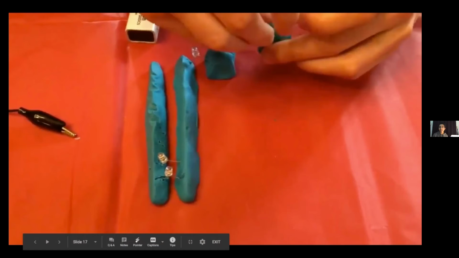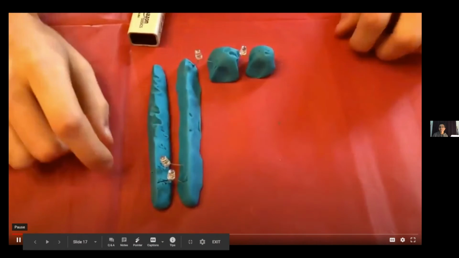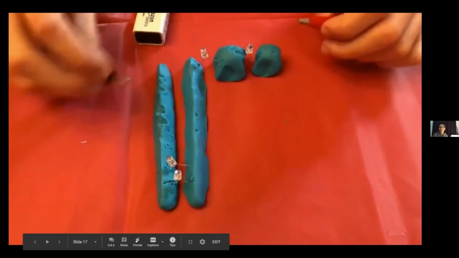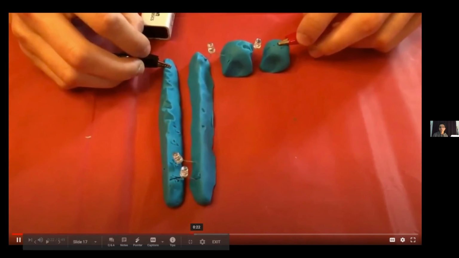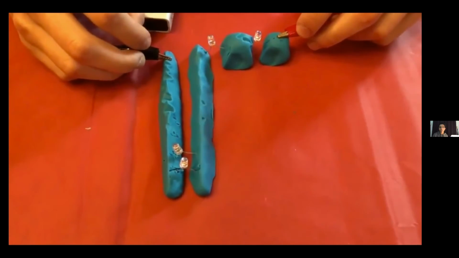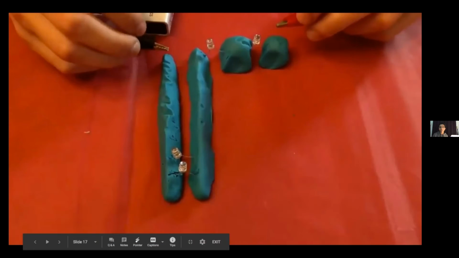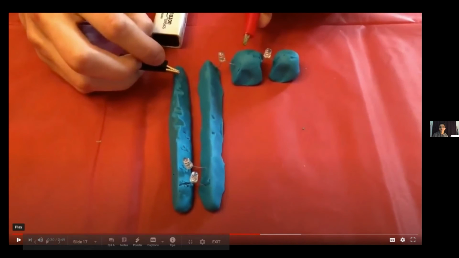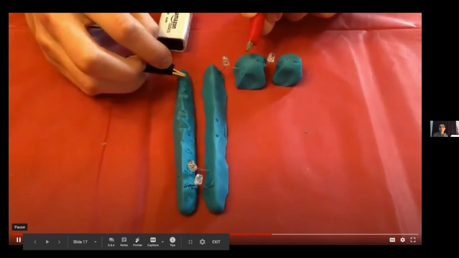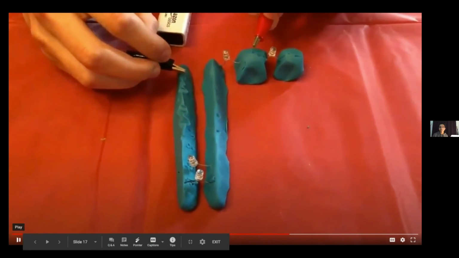They're all dimmer. But now, what if instead of connecting it right here and right here, what if I connect it right here and right here? Which ones do you think are going to be lit up? How bright do you think they're going to be?